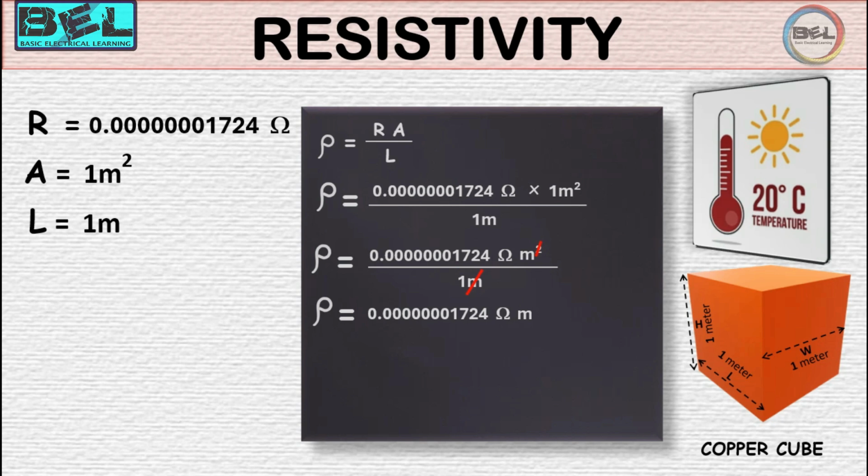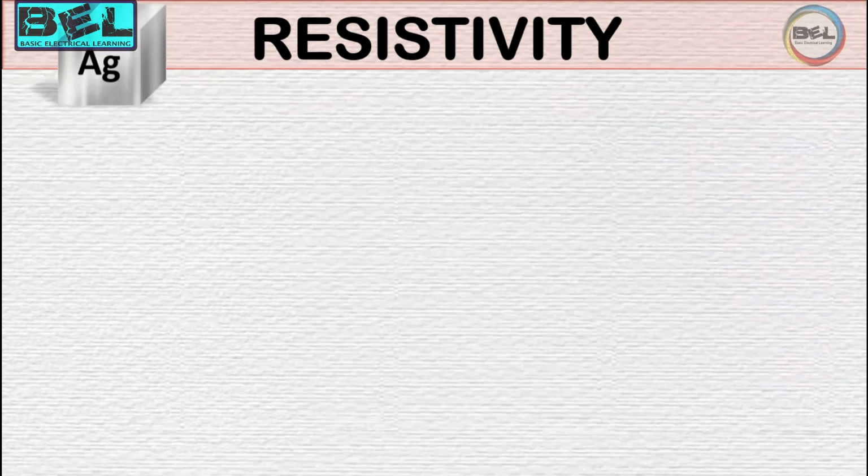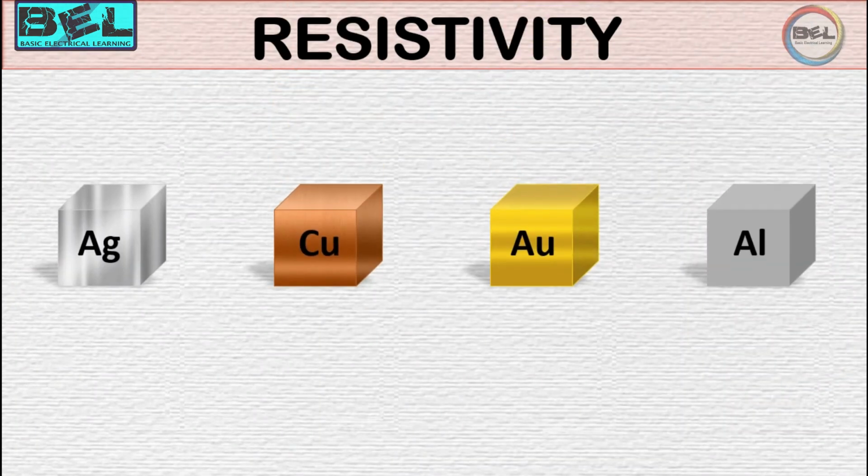So, at standard temperature, the resistivity of copper is 0.0000000174 ohm meter, or 1.724 multiplied by 10 raised to the power of -8 ohm meter. This method provides the resistivity of copper, a fundamental property that can be used to understand its electrical conductivity. This method can also be applied to other metals like silver, copper, gold, and aluminum.